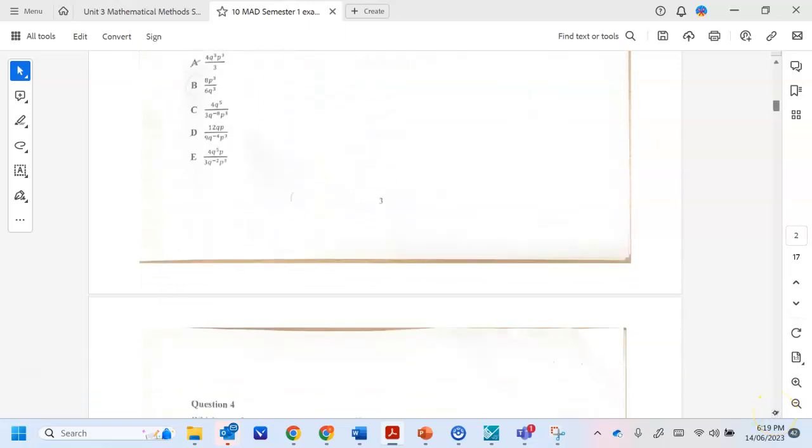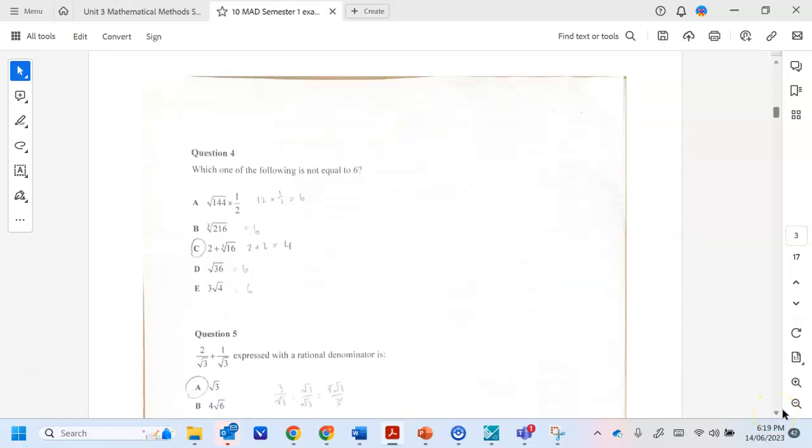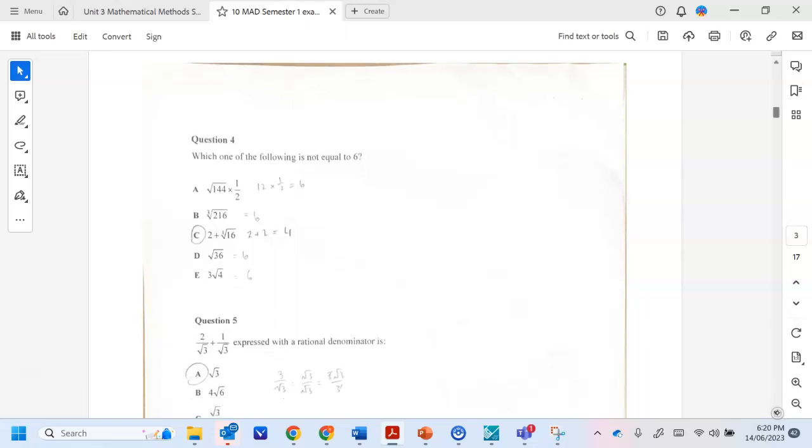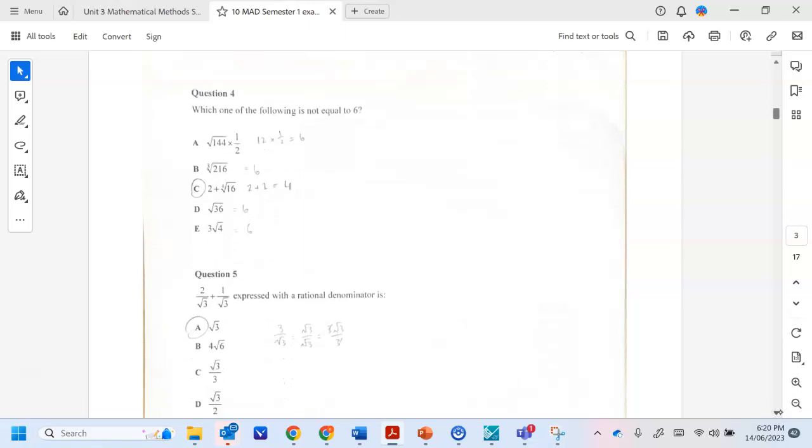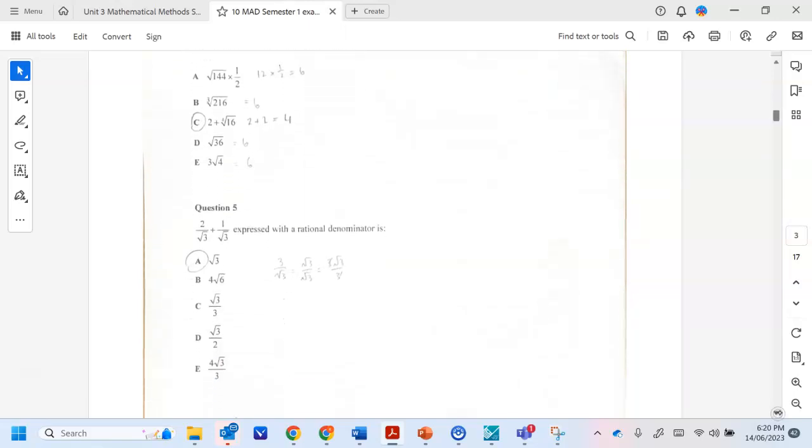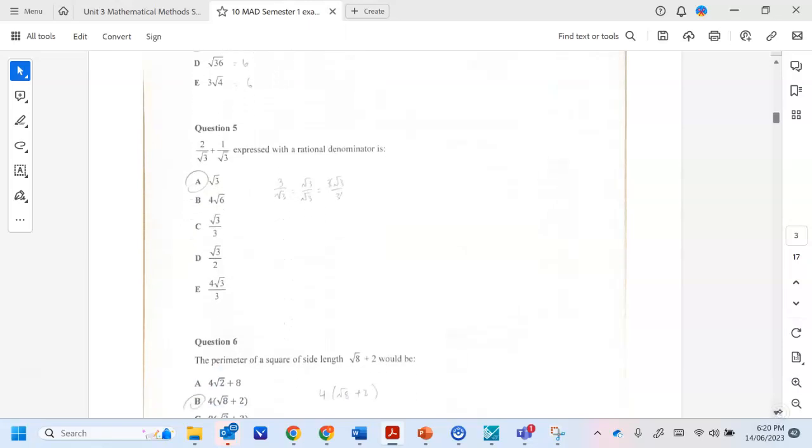All right, moving along. So question 4, which one of these is not equal to 6? So again, you could plug all these into your calculator. Some of them you could probably quite easily do in your head. So the first one, square root of 144 is 12. 12 times a half is 6. But some of the other ones you might not be able to do. So the cube root of 216 you might have had to plug into your calculator. Square root of 36 is 6, and the square root of 4 is 2. So yeah, quite easy to do in your head. Quicker to do in your head, but obviously you could use your calculator if you wanted to.